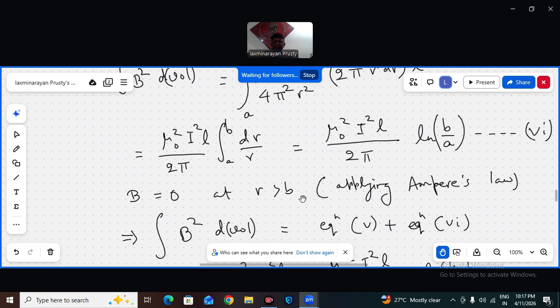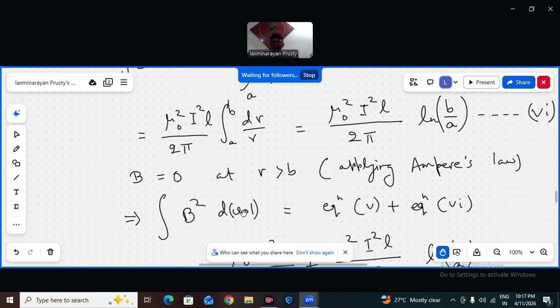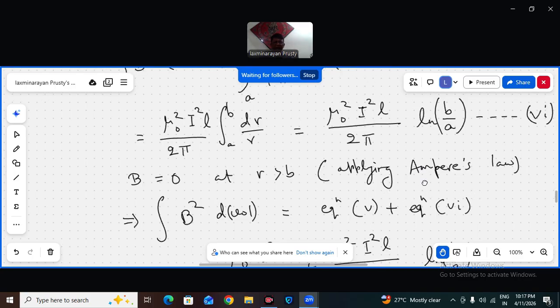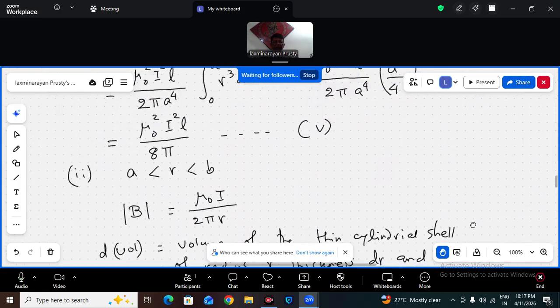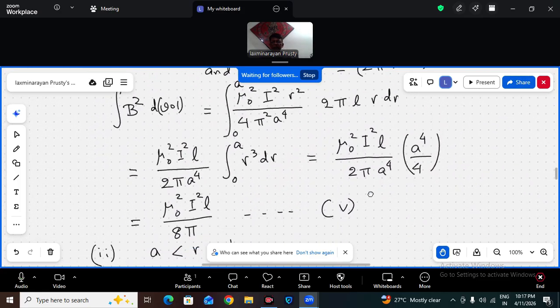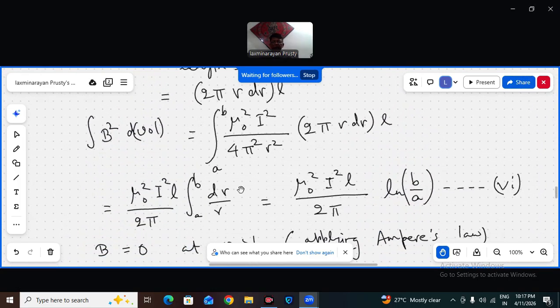And for R greater than small b, outside the jacket B is 0, applying Ampere, as I have just discussed. So what is the total B square d volume integration? Wherever B is present, that is inside the cylinder as well as in the gap between the cylinder and the jacket, adding equation 5 and equation 6.